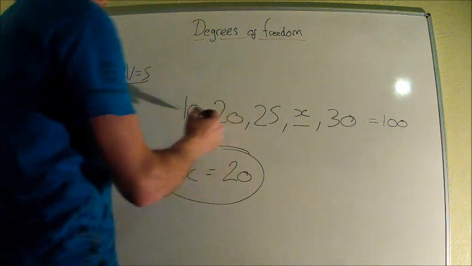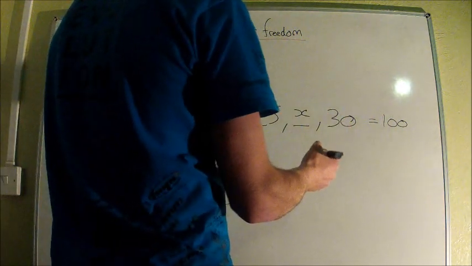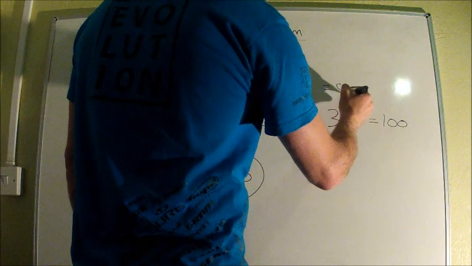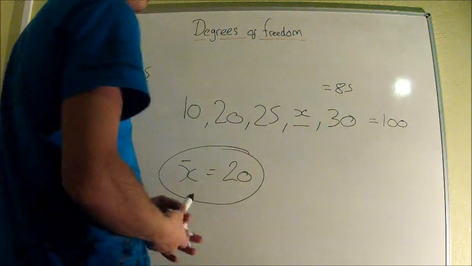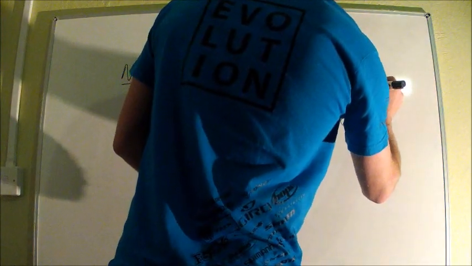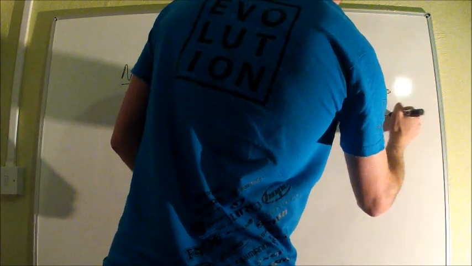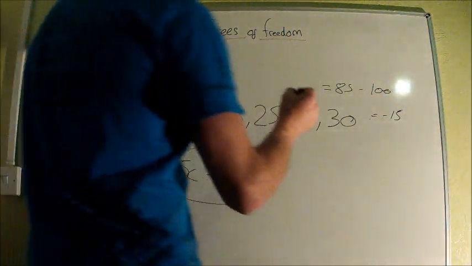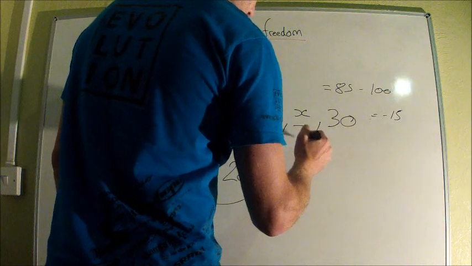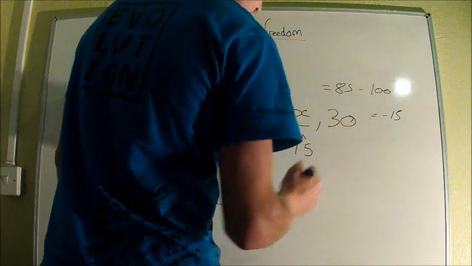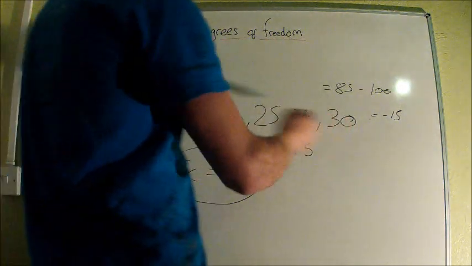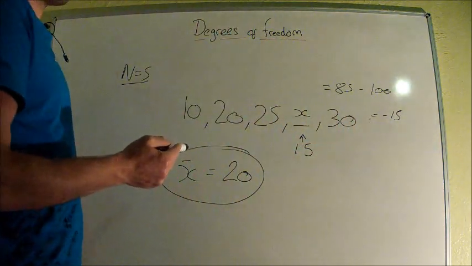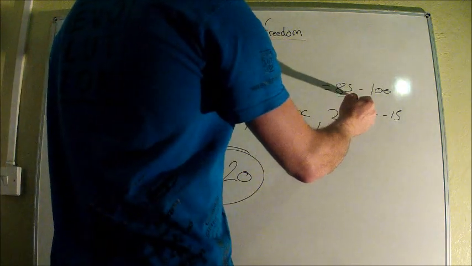That means if you add these together, 10 plus 20 plus 25 plus 30, that will equal us 85. 85 minus that 100, so, sorry, if we do the other way around, you have to convert it around, 85 minus 100 would equal minus 15. Okay, so we're missing from this a 15, which means this missing value here is a 15.